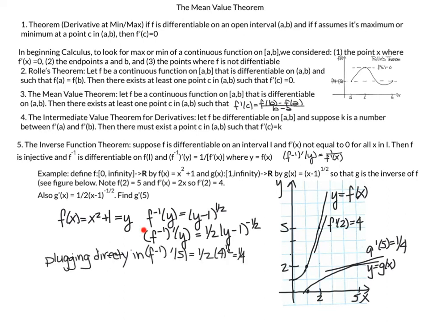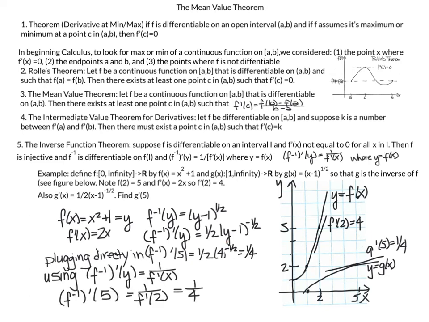Plugging directly into this formula, I can find f inverse prime at 5 is equal to 1/2 times (5 minus 1), which is 4, raised to the minus 1/2, which is just equal to 1/4.